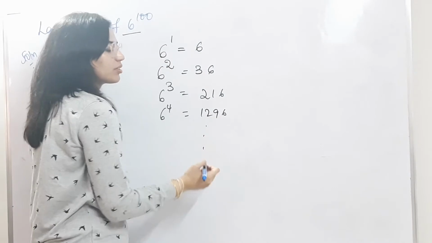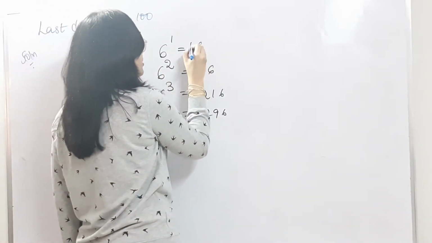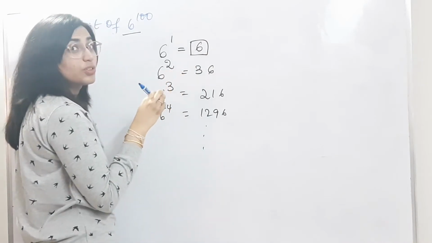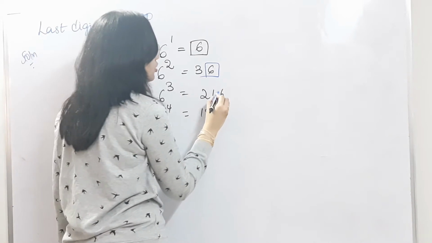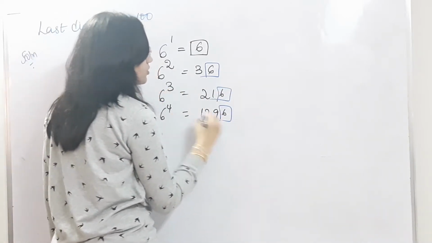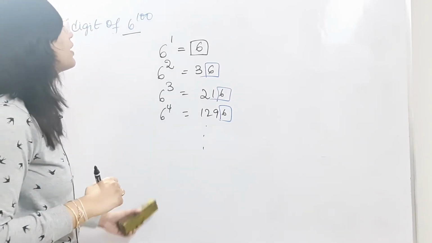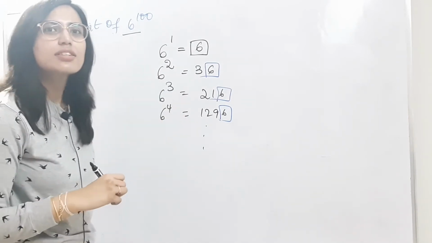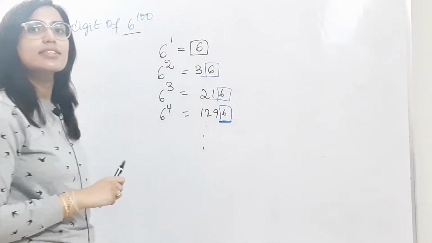1296 and so on. So if you observe the trend here, 6 to the power of 1 leaves you the unit digit as 6, 6 square leaves you the unit digit as 6, 6 cube leaves you the unit digit as 6, 6 power of 4 also 6. So no matter how many times you increase the power of 6, you will get the end result as 6 only.